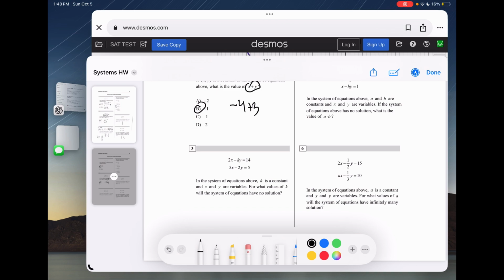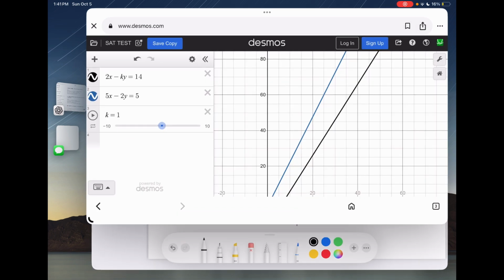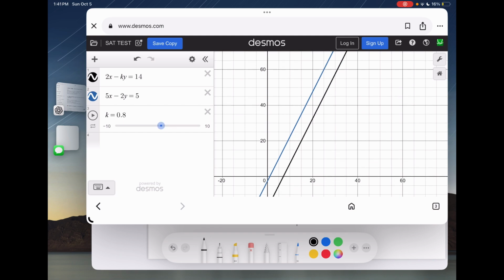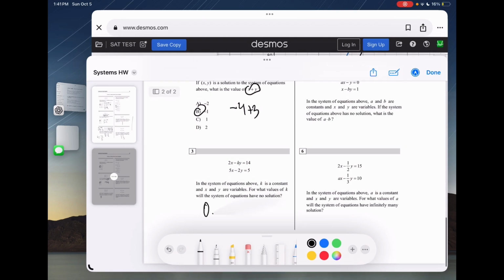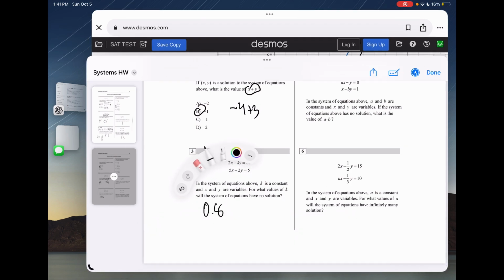So let's plug that into Desmos real quick. Now that we have it plugged into Desmos, it gives us the option to make a slider out of k when you plug it in. So once you plug it in, you say add slider for k, and then you just move the slider along until you find where the lines are parallel. And in this case, it'll be k equals 0.8. So 0.8 is your answer here.